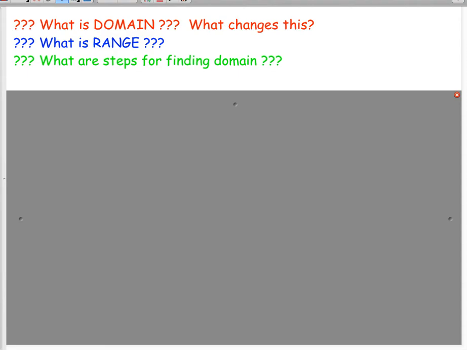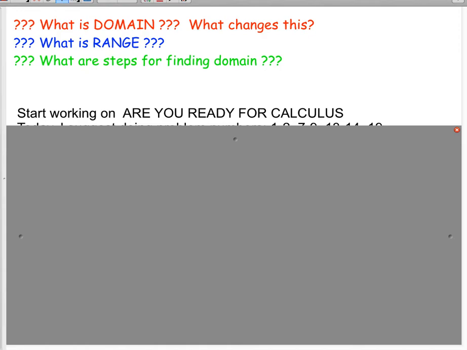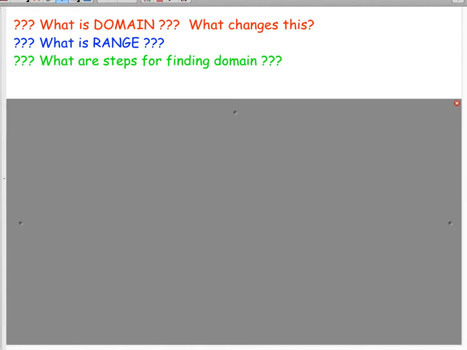What are the steps for finding the domain? All right, I talked to you a little bit about that. You want to look for even-rooted radicals. Whatever's under the radical has to be greater than or equal to 0. And then you want to look for denominators. Denominators cannot equal 0.